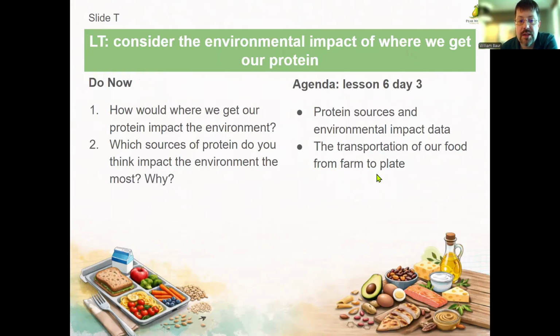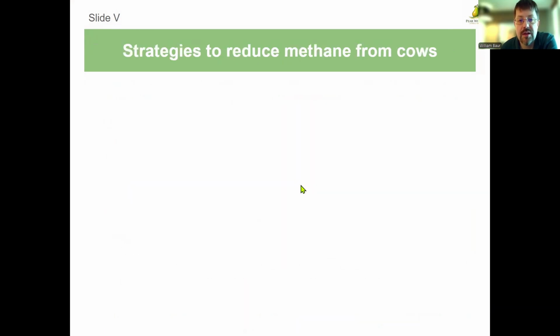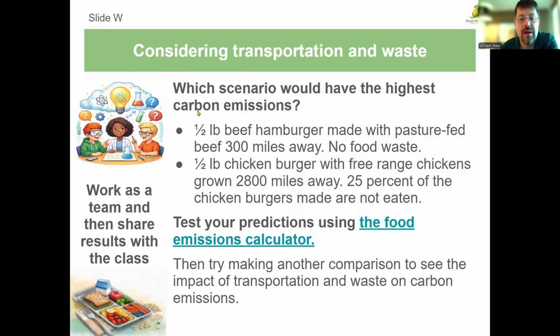The last day of this lesson, we consider the environmental impact of where we get our protein. This slide shows students the carbon footprint of various protein sources. And here's a video about a strategy to reduce methane from cows. When we're considering environmental impact of our food, we want to also take into account transportation and food waste. So this calculator that's linked out here will help students explore that idea.